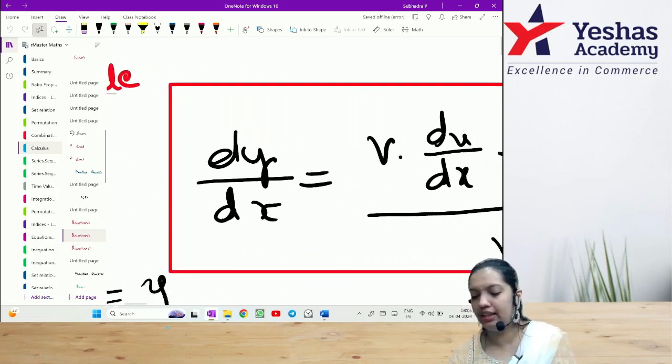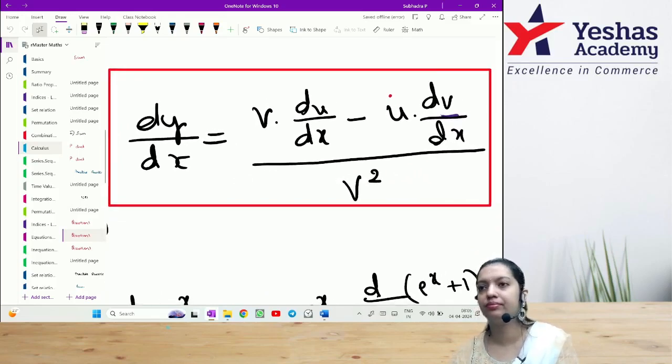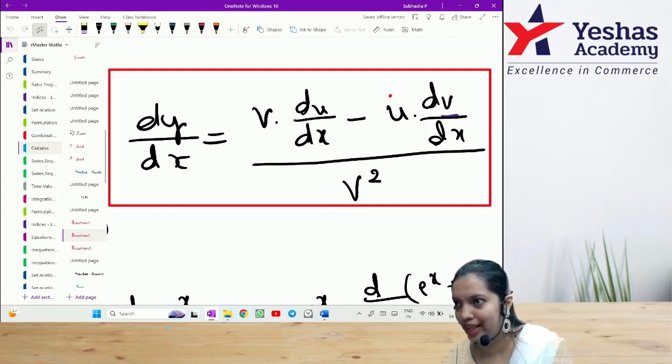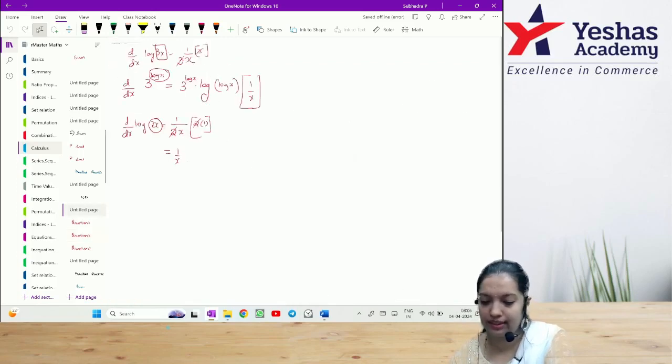Is it done? Did you write it? Write down the formula. Is it done? Okay, let's start. First problem, the same example problem that I gave.